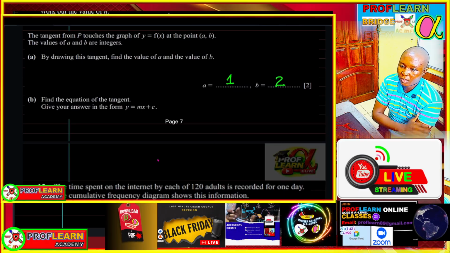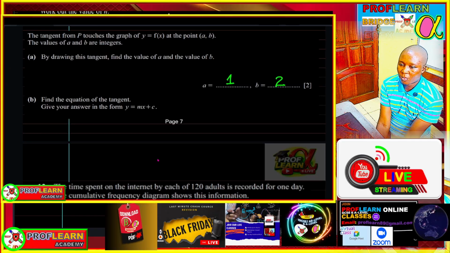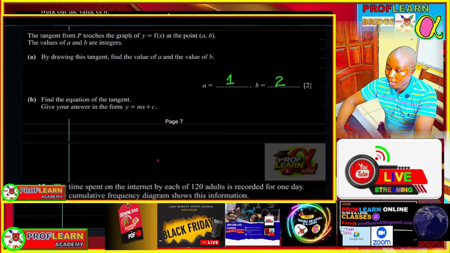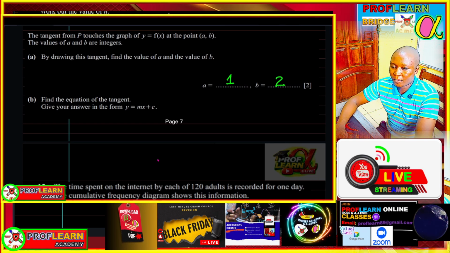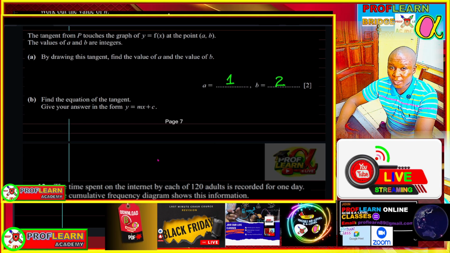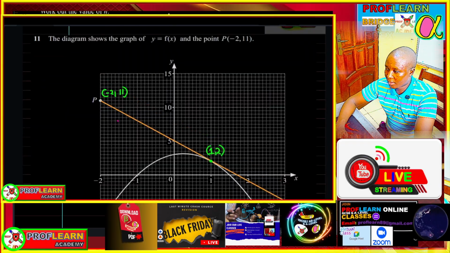Find the equation of the tangent and give your answer in the form y equals mx plus c. For you to find the equation of the tangent, what you need to remember here is that we must find the gradient of that particular tangent. So we need to find the gradient through those given points that are there.